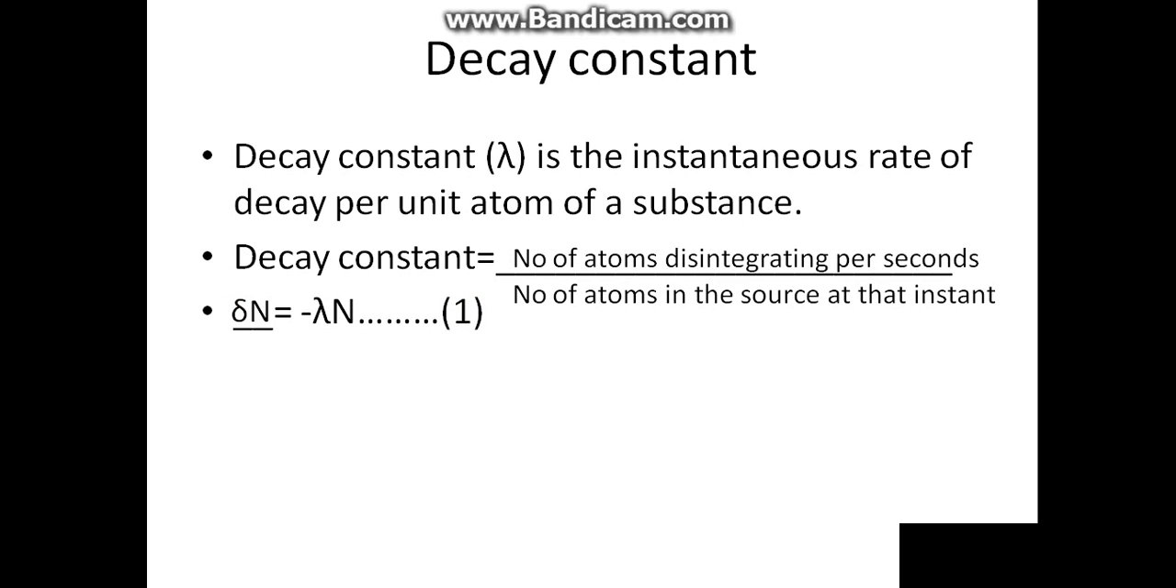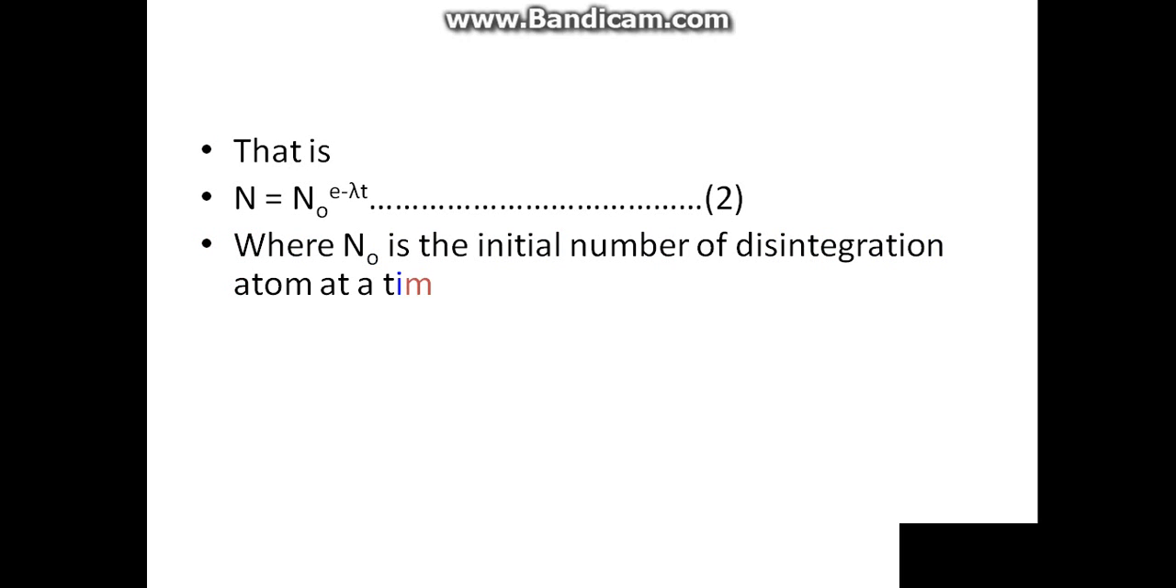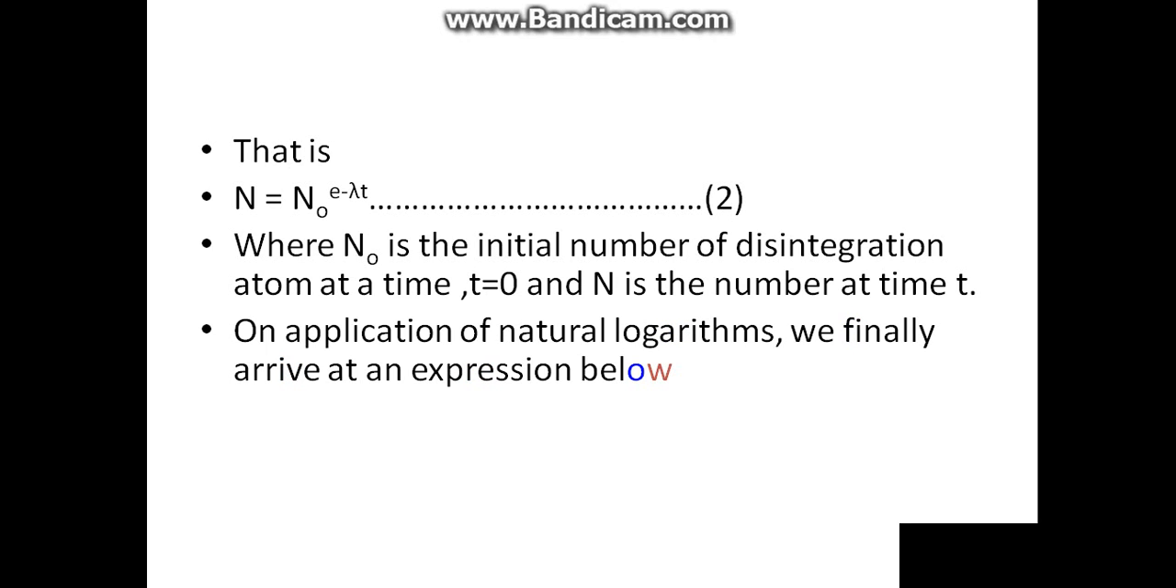Delta N over delta T is equal to minus lambda N. This is our equation 1. On integration, an exponential decay law is obtained. That is, capital N is equal to N naught e raised to power minus lambda t, equation 2, where N naught is the initial number of disintegrating atoms at time t equals 0 and N is the number at time t.